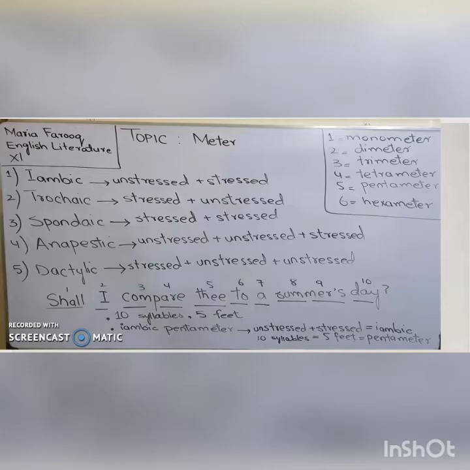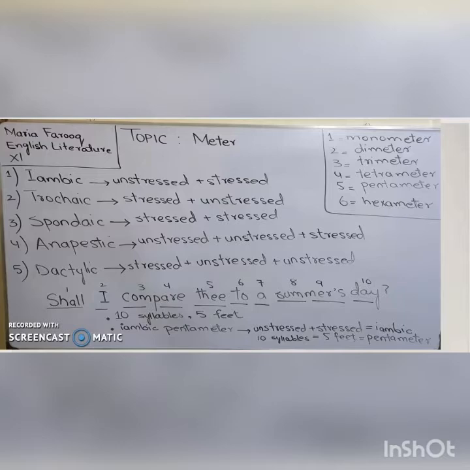Trochaic: first would be stressed and second syllable would be unstressed. Then spondaic: both the syllables would be stressed. Then anapestic: each foot has 3 syllables, first 2 unstressed and third stressed. Then dactylic: first one would be stressed, second and third would be unstressed. You have to memorize these concepts as they are. Fine. Now let me read this example again for you.